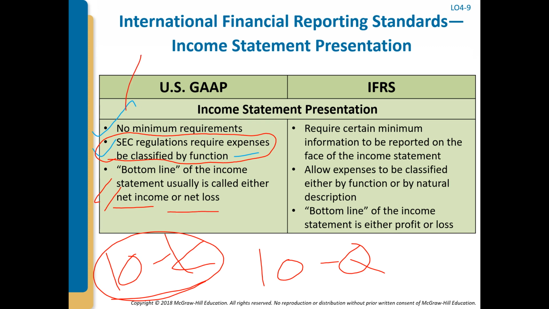Under the International Financial Reporting Standards, certain minimum information is required to be reported on the face of the income statement, and it allows expenses to be classified either by function or by natural description. The bottom line of the income statement is either profit or loss. So the difference between these two is net income or net loss versus profit or loss. So the discussion is up to this, and let's solve some problems.